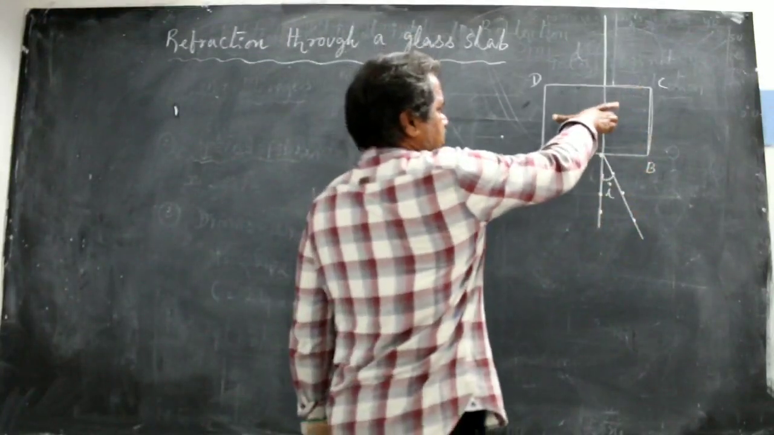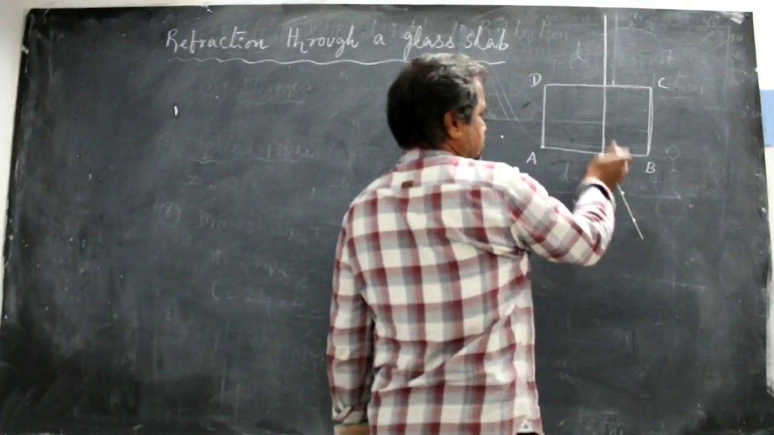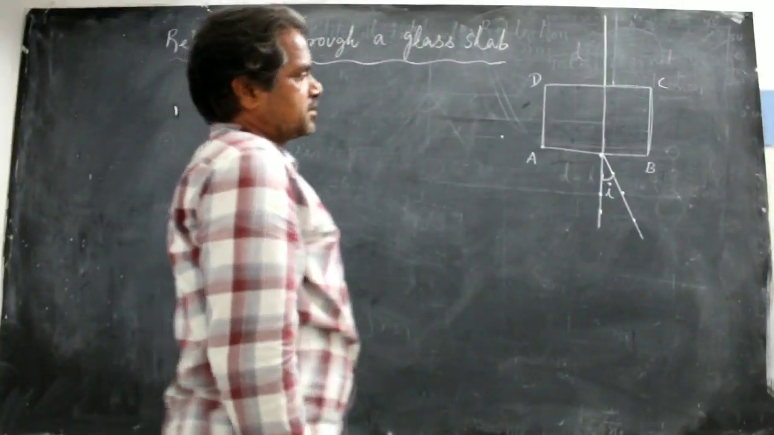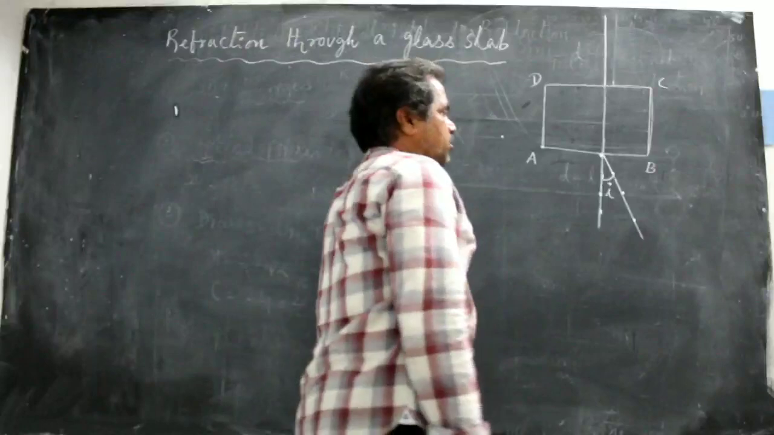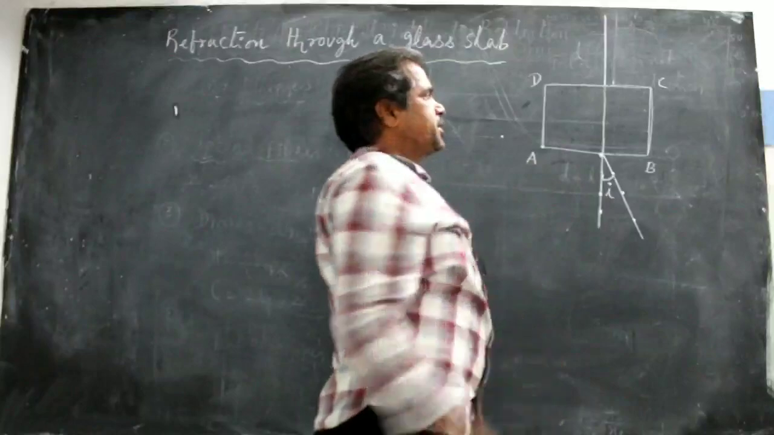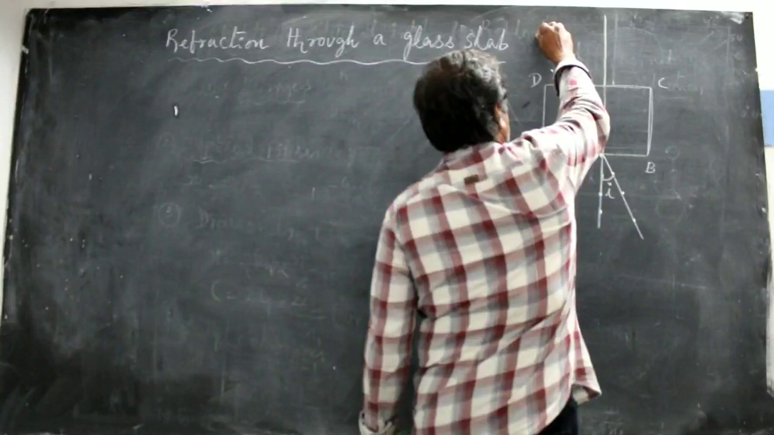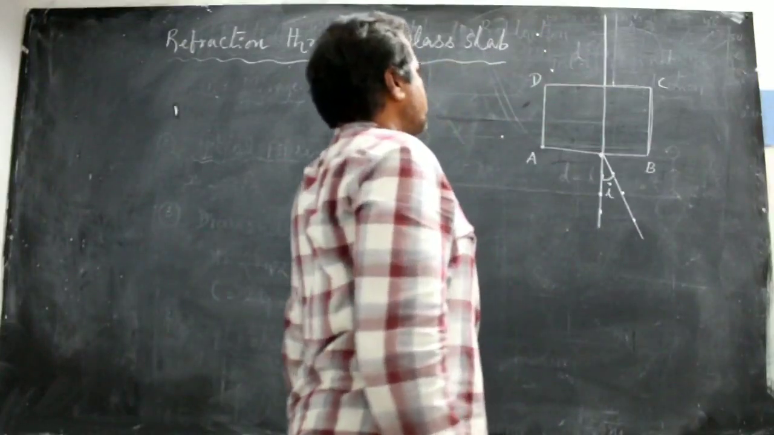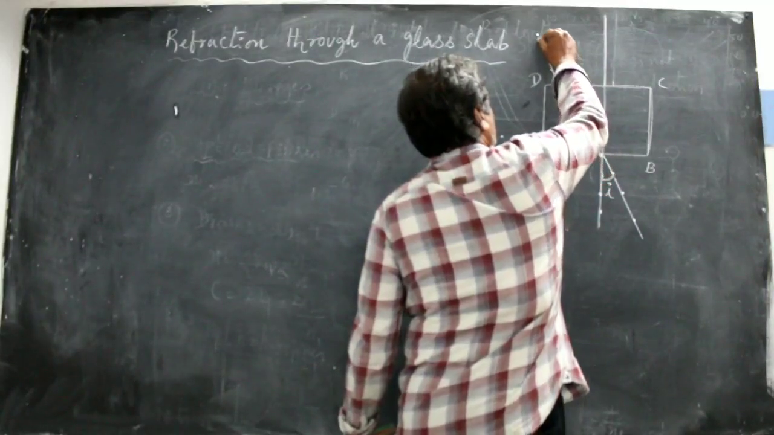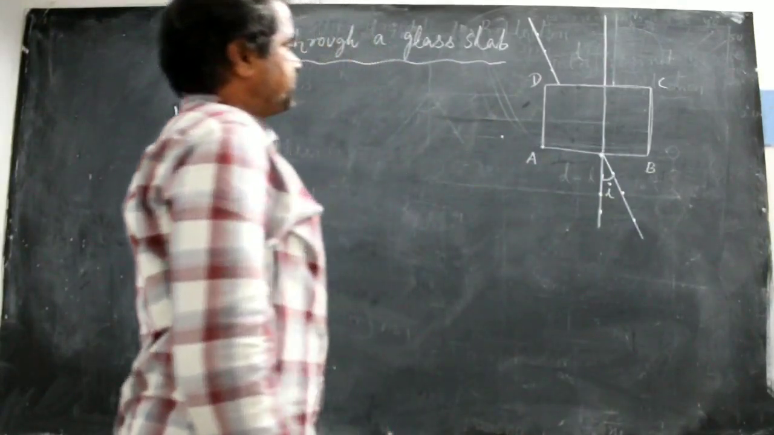Again, place the glass slab in this place and observe these pins from the other side of the glass slab. And place again 2 or more pins in such a manner that all these pins are in the same straight line. Mark the points of the pins where they are placed and draw the line along those points.